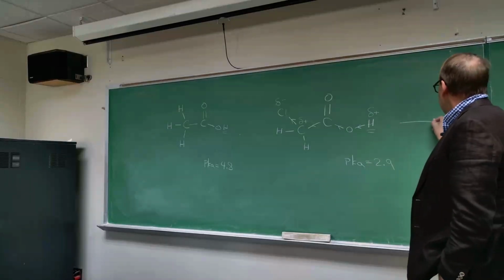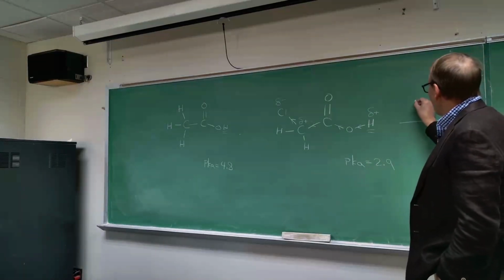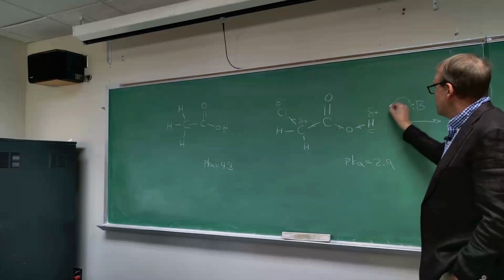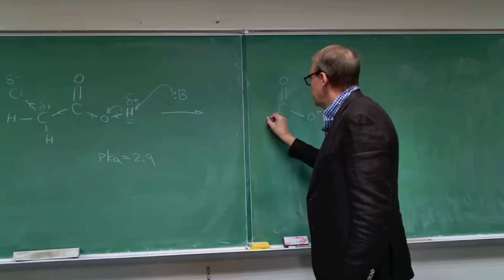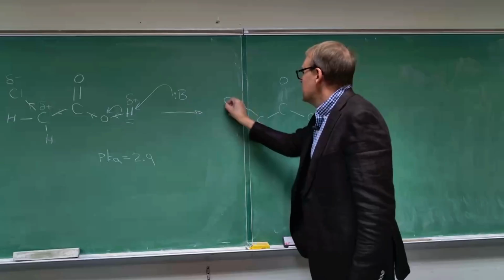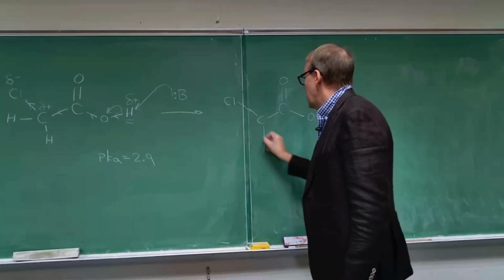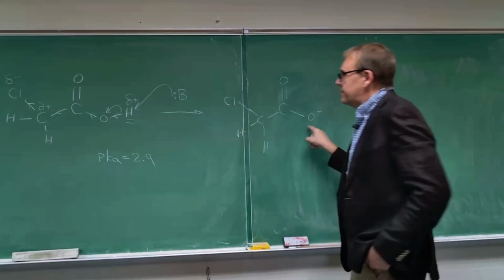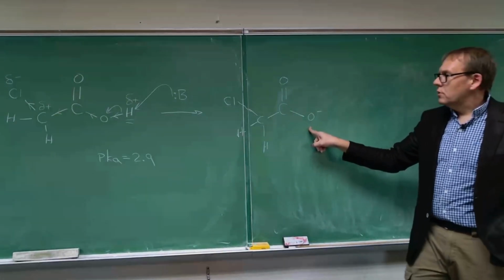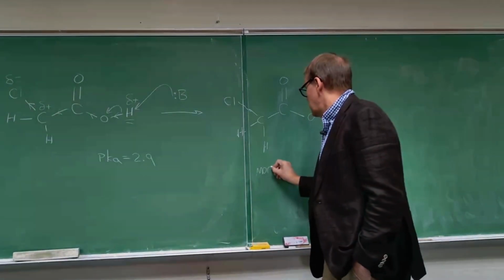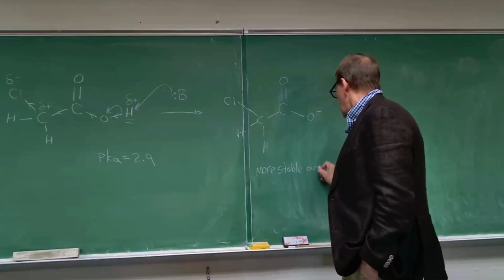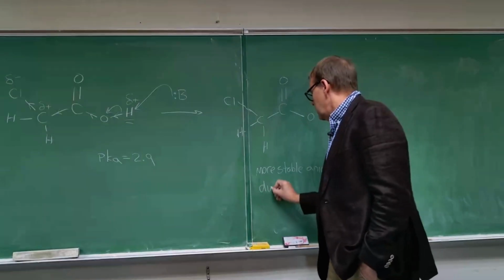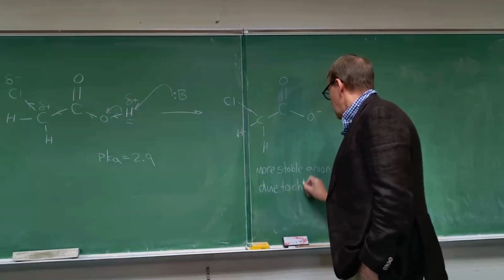And if you take a look at what you get for the conjugate base when that proton is abstracted, if a base comes by and grabs that proton, now there's an O minus here, there's the chlorine, hydrogen, hydrogen. This is a more stable anion because of the chlorine. More stable anion due to the chlorine.